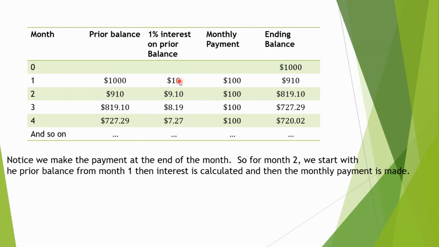Notice the interest is decreasing per month. That's expected. And why is that? Because the balance is going down, right? The interest is a certain percentage of the prior balance, that is. But since that's decreasing, the interest is decreasing.